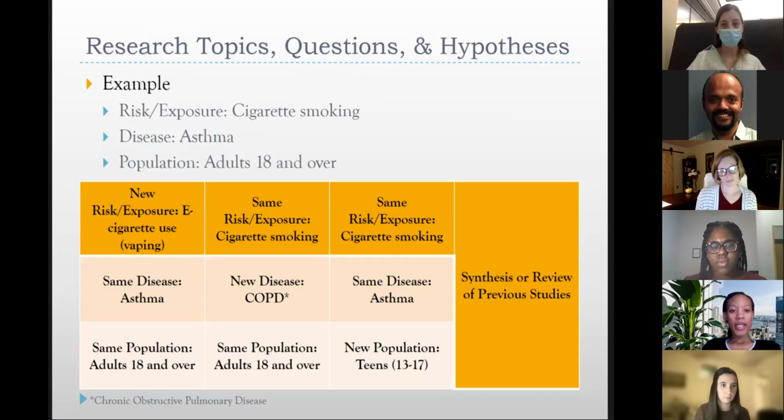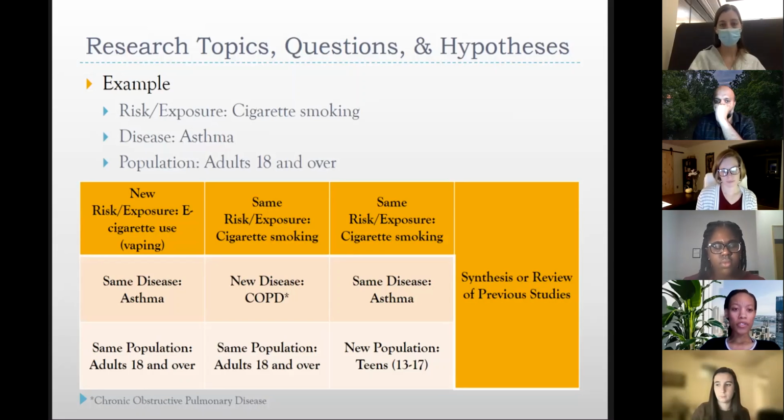And so one thing that you could do would be to change the exposure. So instead of looking at cigarette smoking, you may look at e-cigarette use and vaping, but use the same outcome. So asthma in adults 18 and over. Second option you have is to change the disease instead of changing the exposure. So you're still looking at cigarette smoking like the original study, but then you're changing your outcome to, for instance, COPD, chronic obstructive pulmonary disease. And you're still looking at the same population, so adults 18 and over.